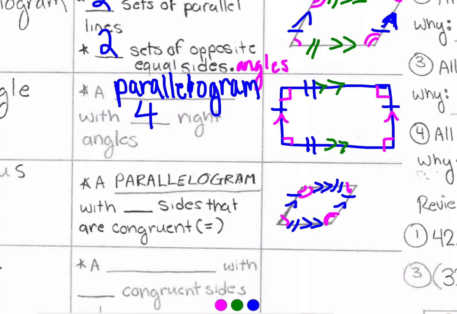But even though the opposite sides are equal, it's actually going to have 4 sides that are equal. So the opposite ones are equal, but really this side, I'll show you with the color, this side and this side and this side are all the same length.